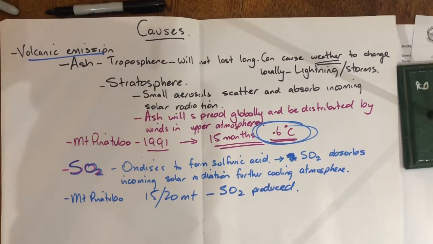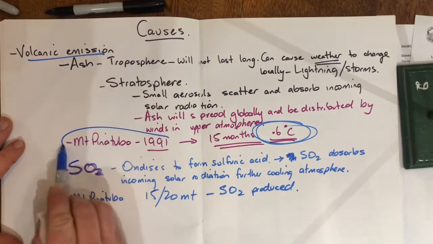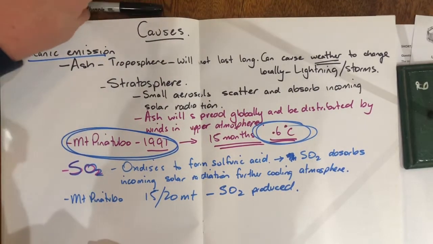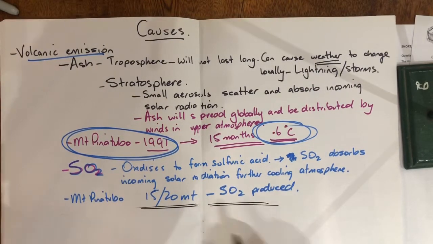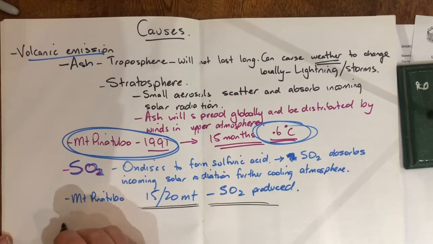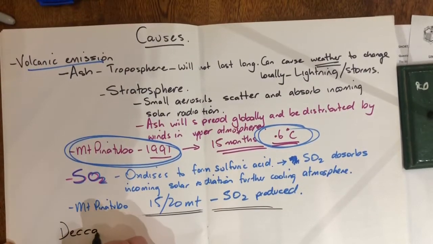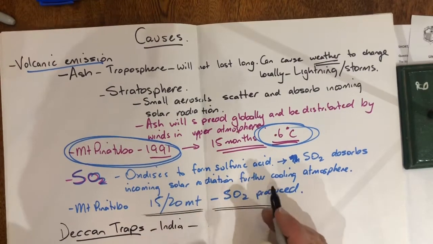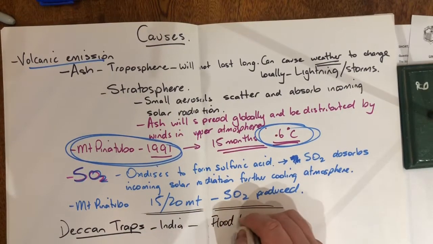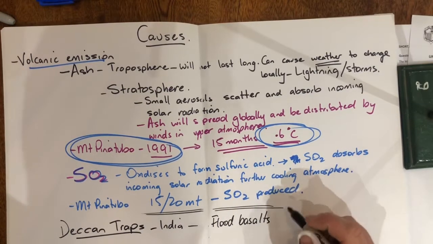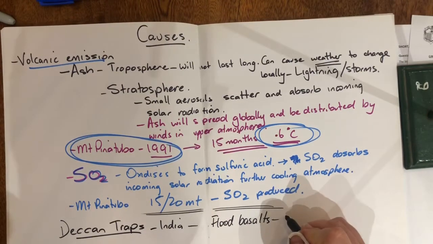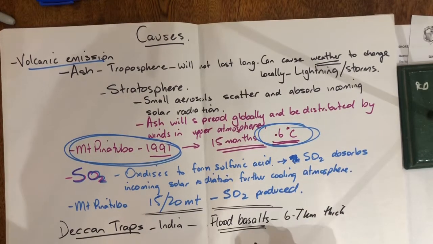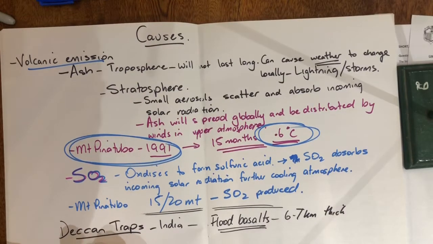Now, if we think about this over Earth's history, we obviously think about 1991. However, there has been further evidence of major volcanic events causing some changes in the climate. The best one I can talk to you about is the Deccan Traps. Now, these are in India. These were flood basalts, and they are approximately 6 to 7 kilometers thick. Huge, big, massive flood basalt eruptions. They occurred 65 million years ago.